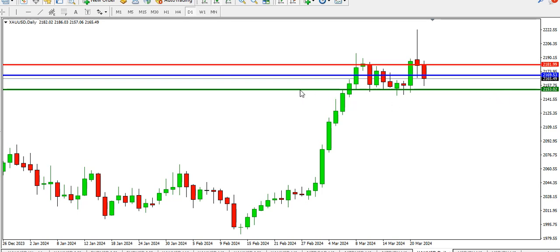So price has formed what we can call an evening star pattern around here. We have this candle, this particular one, and this particular one. We have another evening star pattern around here, and then we have another one here. The last day of the week closed as a bearish candle across the pivot line. So that's a pointer that we might be seeing a reversal.